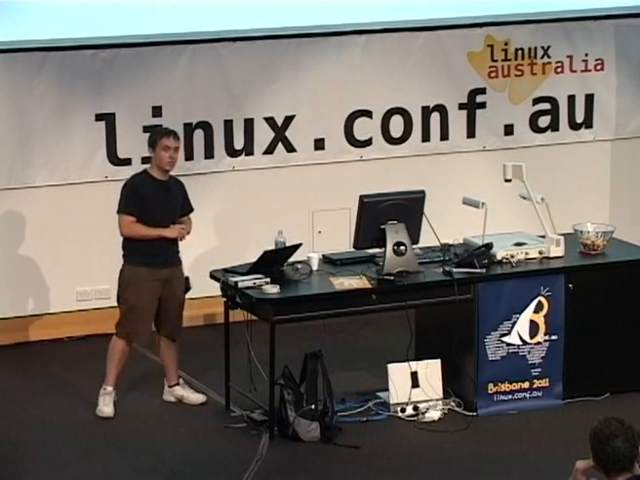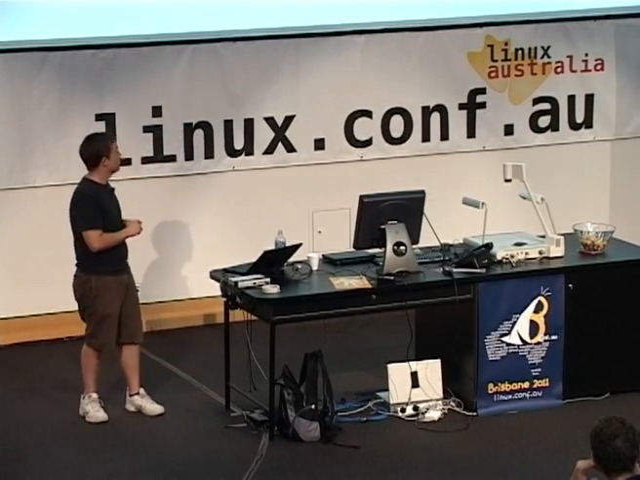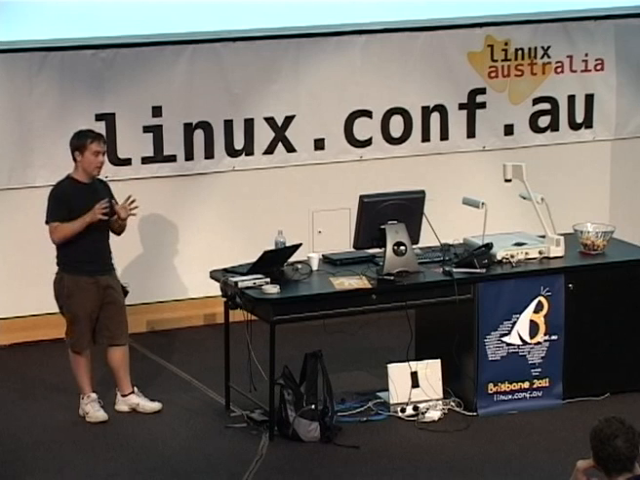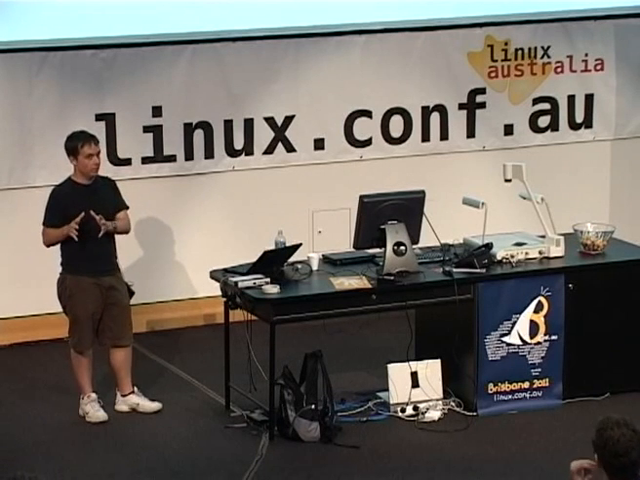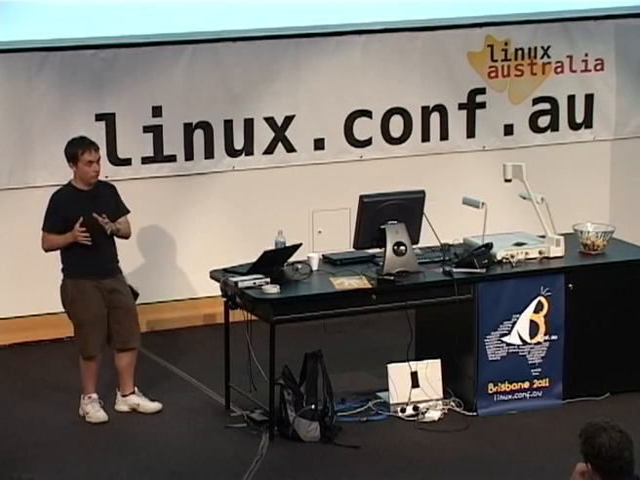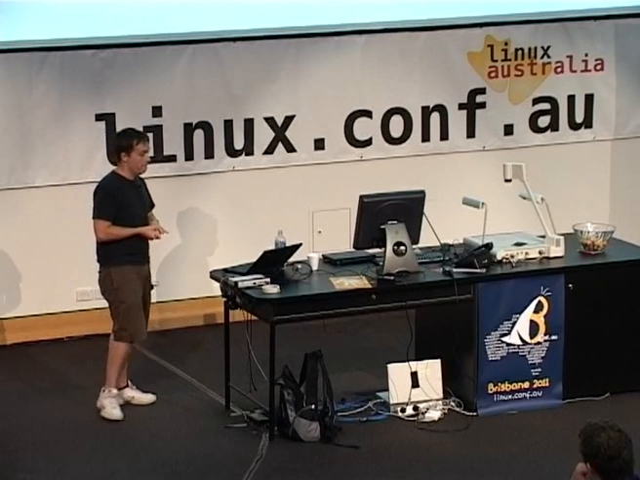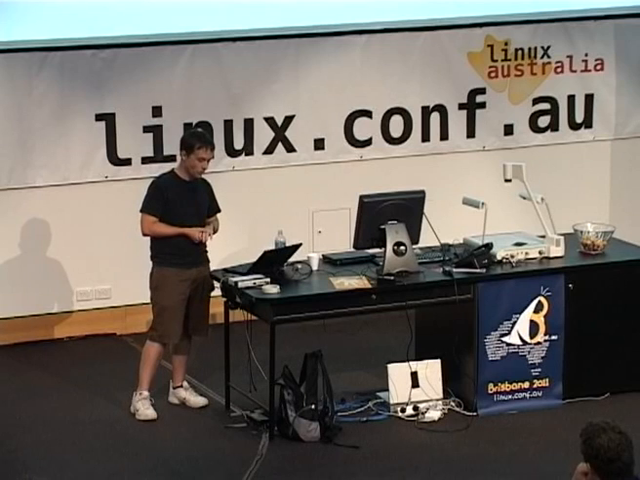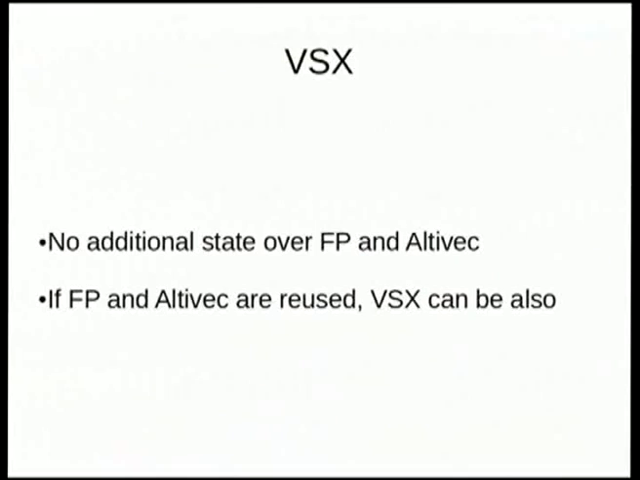I promised I'd mention Altivec. Altivec is exactly the same. Wash, rinse, repeat. The control logic around it is identical. The actual save and restore instructions are different because they're different registers. But other than that, it's all pretty much the same. VSX actually overlaps with the floating point and Altivec state. In actual fact, there's no additional state that VSX provides over Altivec.